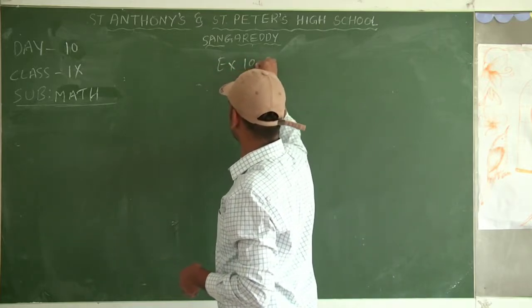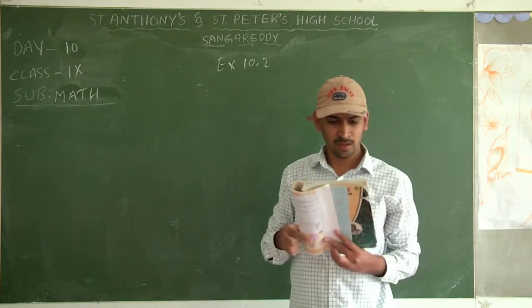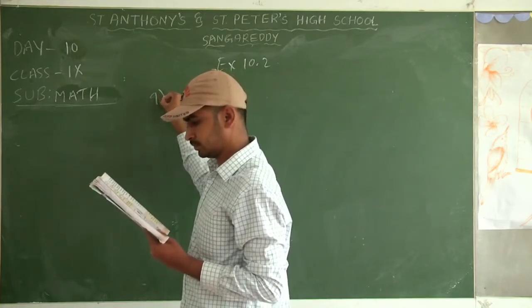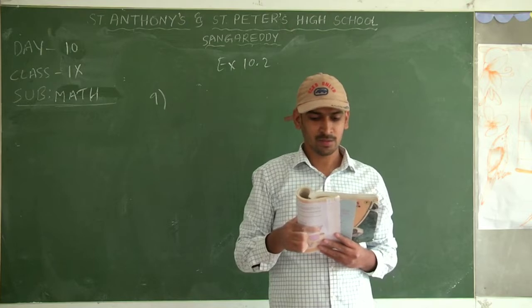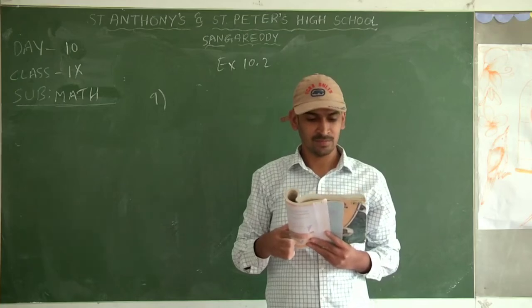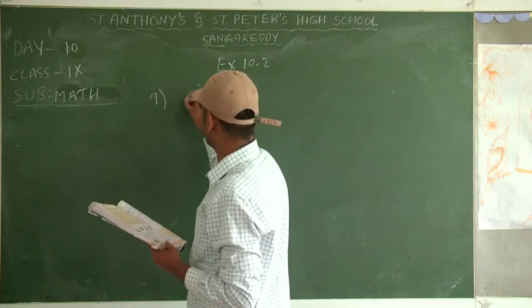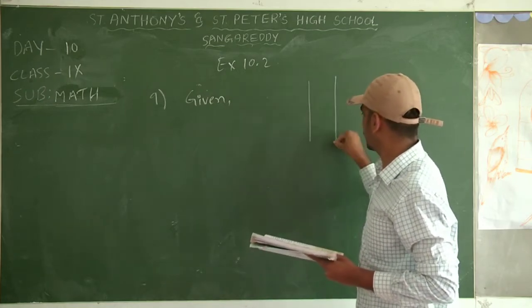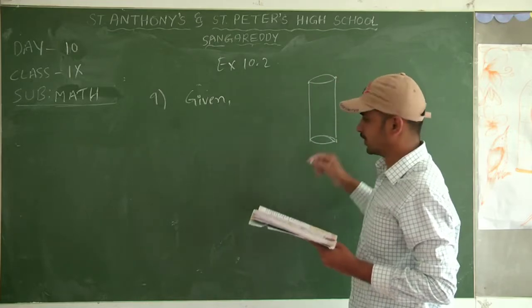Exercise 10.2, question number 9. I want to write the given data. You can see the total surface area of a closed cylindrical petrol storage tank whose diameter is 4.2 meters and height is 4.5 meters. So given: this is the cylindrical petrol tank.